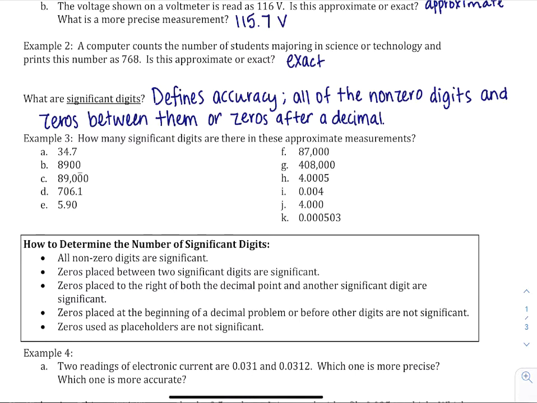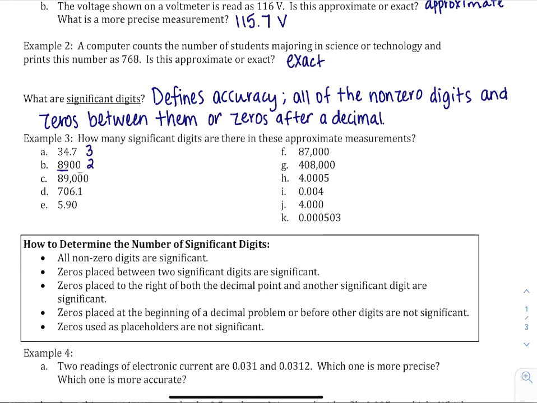So here we will have 3 significant digits because there's no zeros to worry about. But in part B, notice here that we have an 8 and a 9. There's no zeros in between them, and there's no zeros after a decimal place. And so there are only 2 significant digits here.